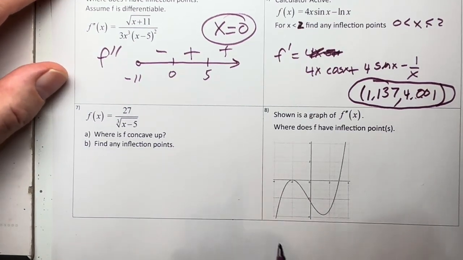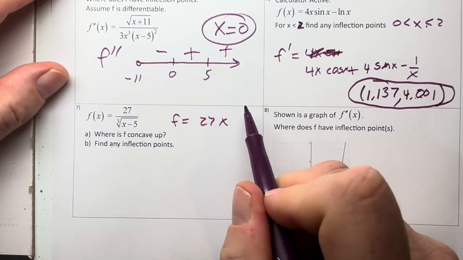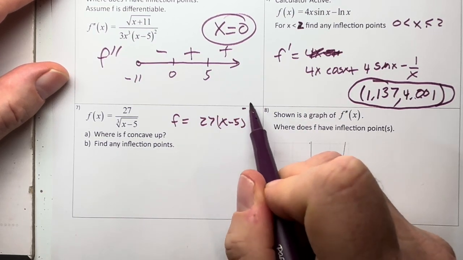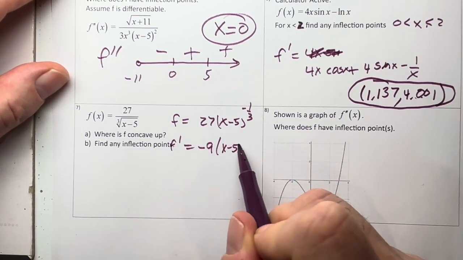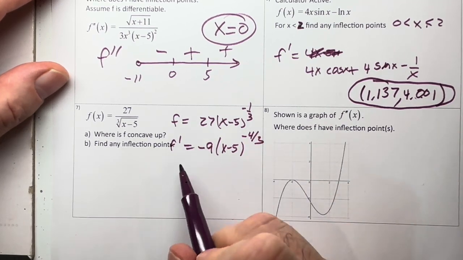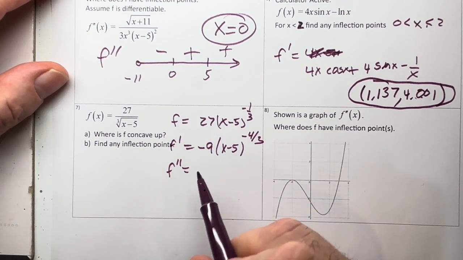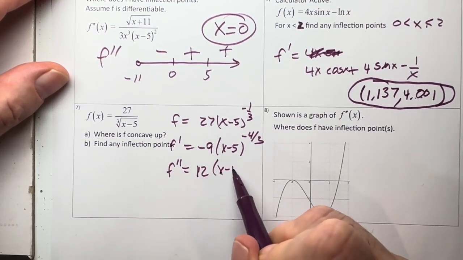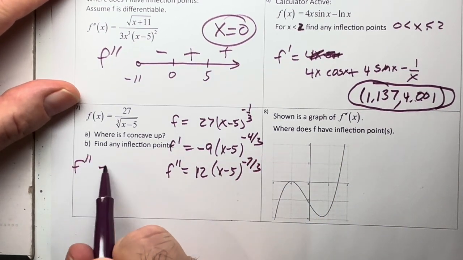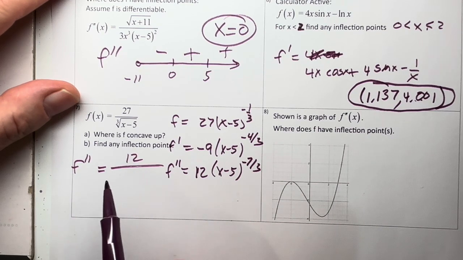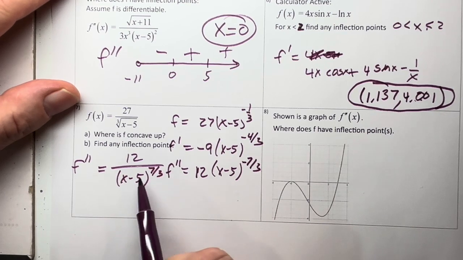Okay, where is f concave up? Well, we're certainly going to change this to 27x to the -1/3. F prime would be power rule, -9 times x minus 5 to the -4/3. And then f double prime, this would be negative, positive, I think it's going to be 12 times x minus 5 to the -7/3. So f double prime is 12 over x minus 5 to the 7/3, odd and odd.